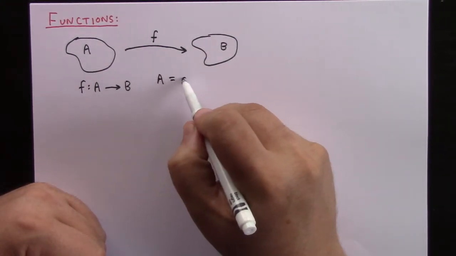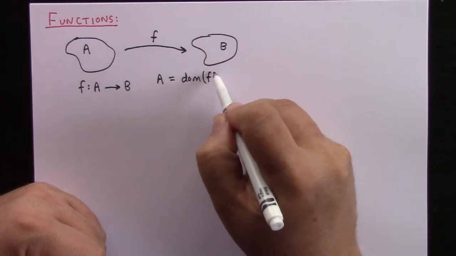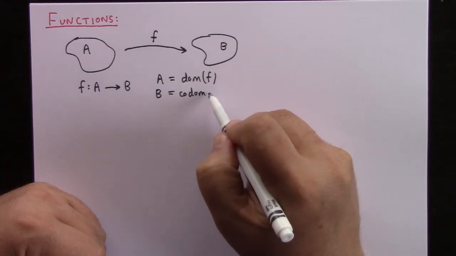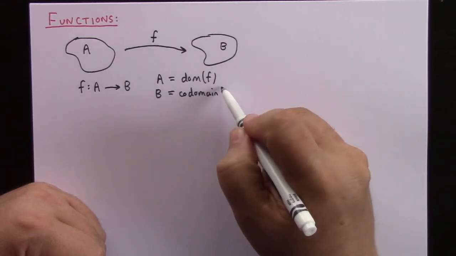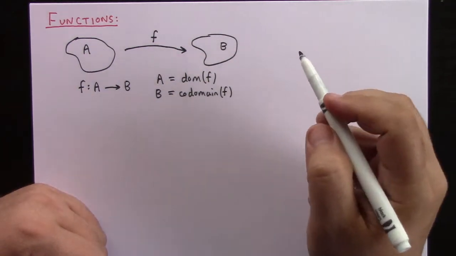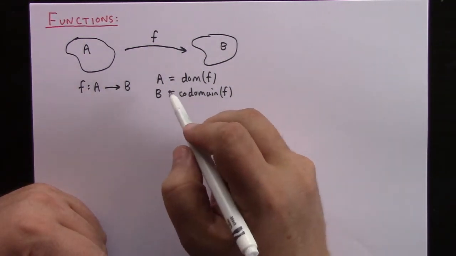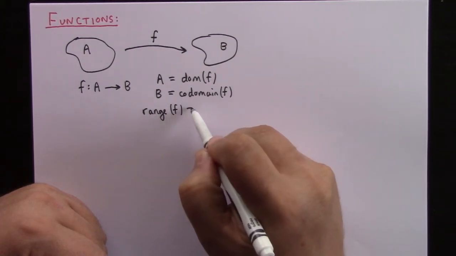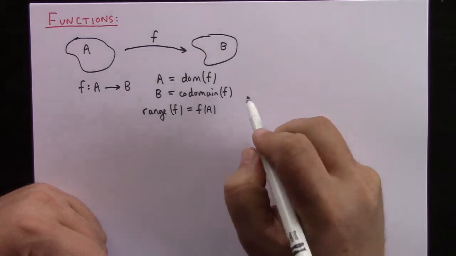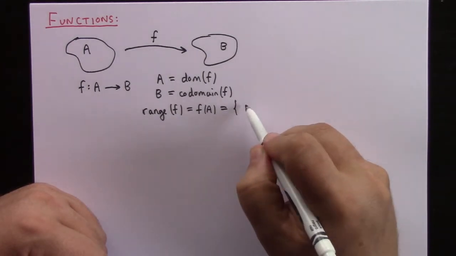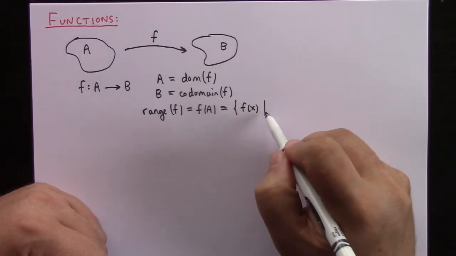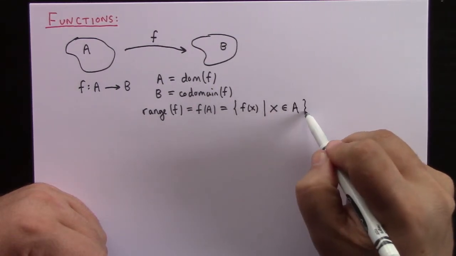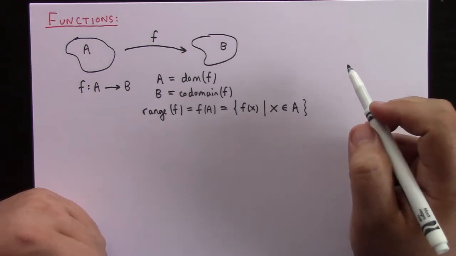A is called the domain of f, so that's the set of allowed inputs. B is called the codomain. Now that's not quite the set of outputs. It's a place where the range is found. So the range of f is equal to f of A. And that is going to be f of x such that x is an element of the domain. Alright, so that's the range. The range is the set of possible outputs.